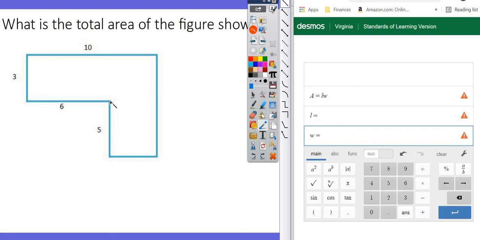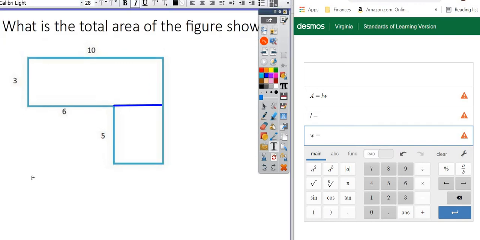All right, the first thing we're going to do is split this into two rectangles. In this case, we're going to have to find this. We already know this is 5, and we're going to have to find the side down here. Up here, we know this is a 3, and this is a 10. So let's see if we can figure everything out here.